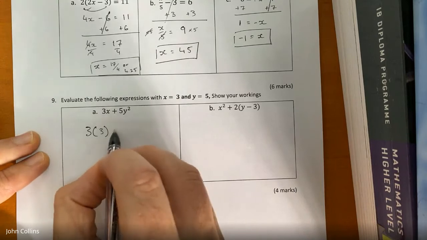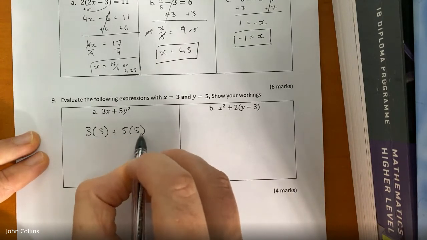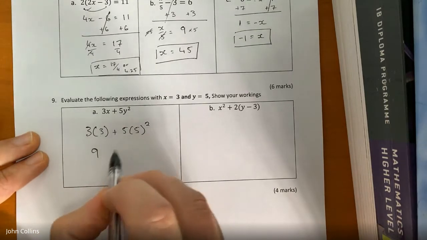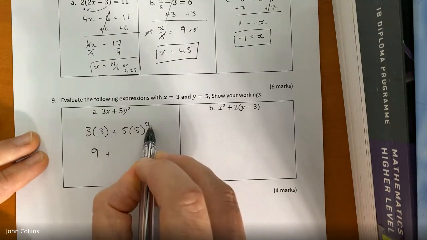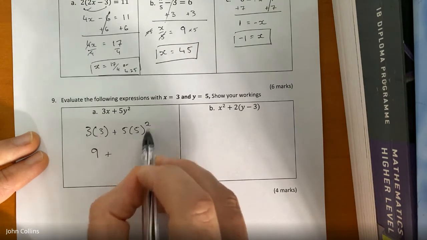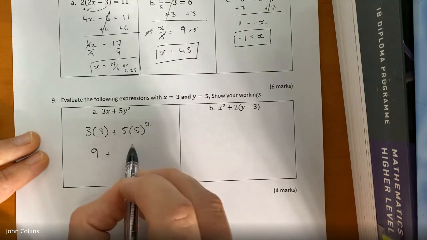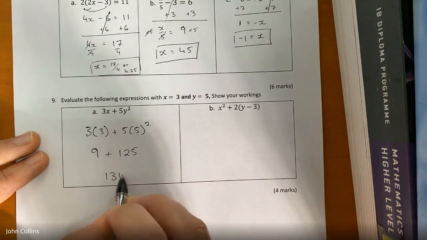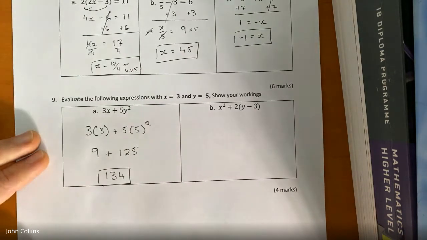So 3 times 3 plus 5 times 5 squared. 3 times 3 is 9. Now, 5 squared is 25. Do it first, BODMAS. You'll get the same answer, but it's good practice. 5 squared is 25, times 5 is 125. Add those two together and you get 134 for that one.